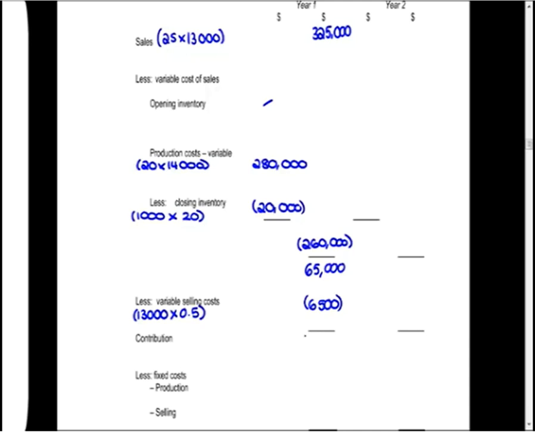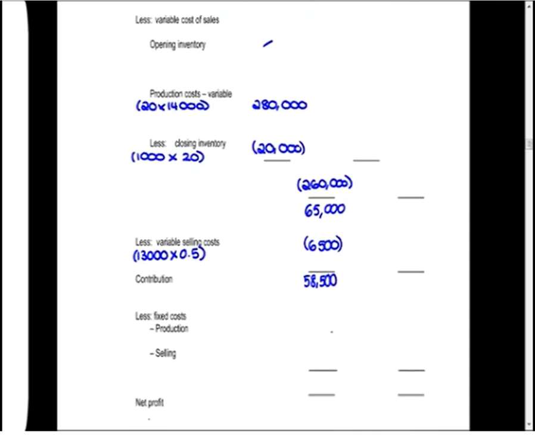So my contribution is $58,500. And then we can take off the fixed costs, which will be the actual fixed costs. For production, they were 11,000, and for selling, they were 5,000. So that's going to be another 16,000 to come off, which gives net profit of $42,500. Having completed year 1, we now need to do the same for year 2.